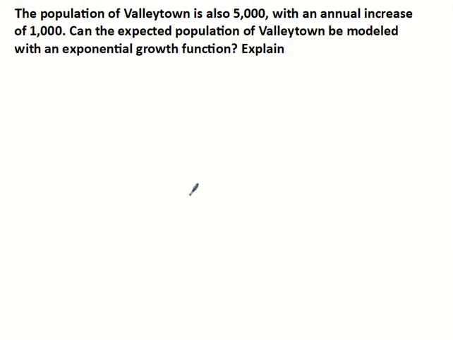All right, so the population of Valleytown is also 5,000. That's important. That's our initial value. And it has an annual increase. So annual means 1 year, okay? So annual equals each year.